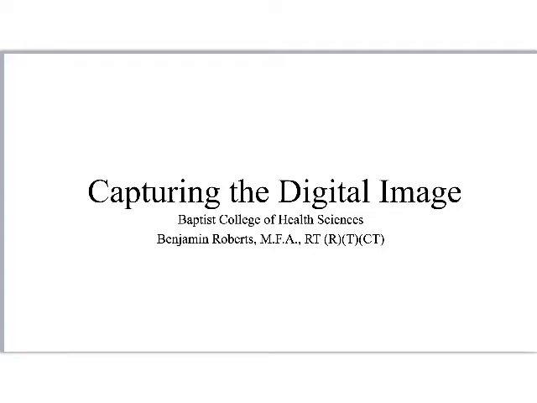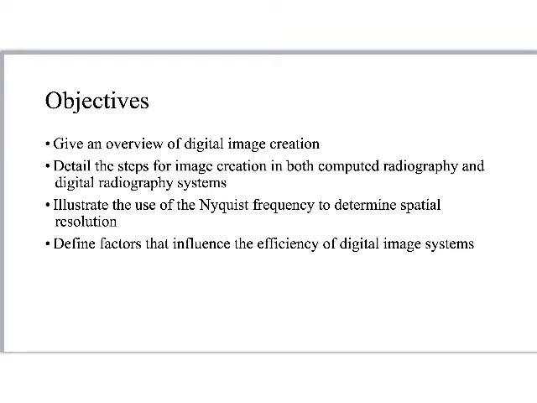Okay, I'm going to briefly talk about capturing the digital image, which is chapter 34 in our textbook. Here are some objectives. This is kind of a long chapter, but I'm going to try to condense it down to just 4 objectives. First, we're going to give an overview of digital image creation. That will be kind of a review of material that we've covered up to this point. Then we're going to look at some detailed steps for image creation, both with CR and DR systems.